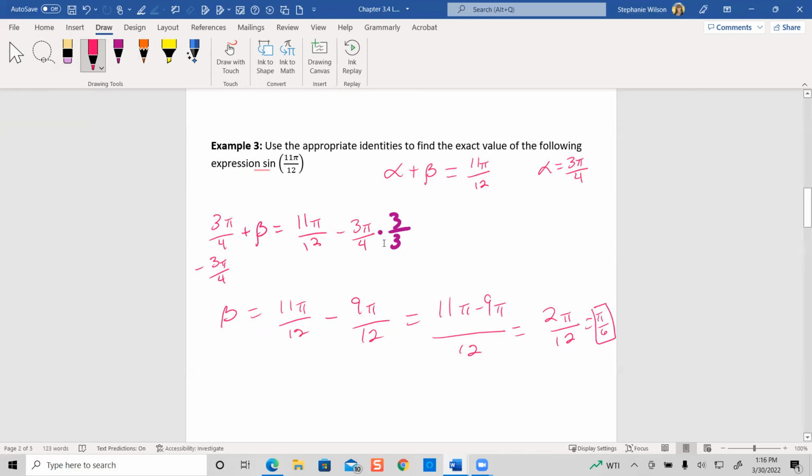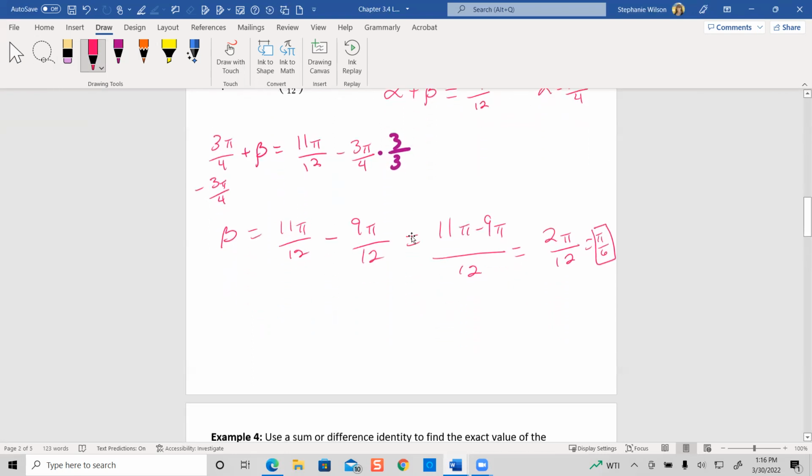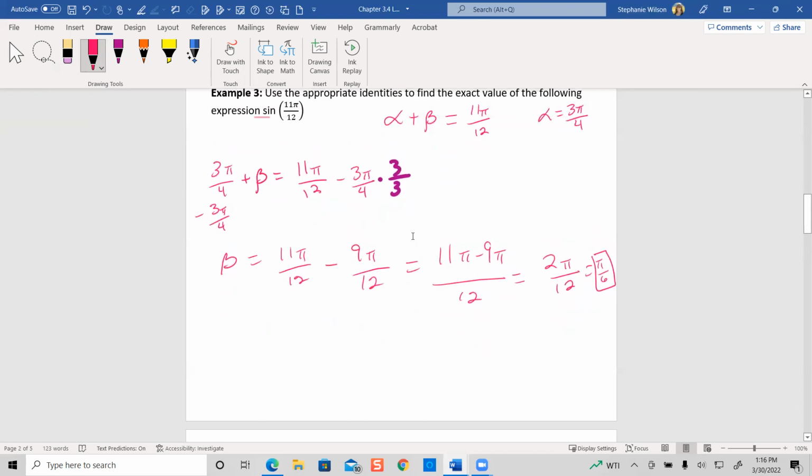So the next part is, now that we know what beta and alpha are, let's take our formulas. Let's just rewrite this right quick. So we know that sine of beta, which we set, our alpha, 3 pi 4ths plus beta pi 6. We're going to plug it into the formula that we got at the top, or the identity.